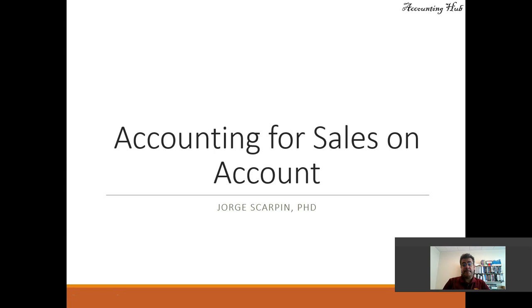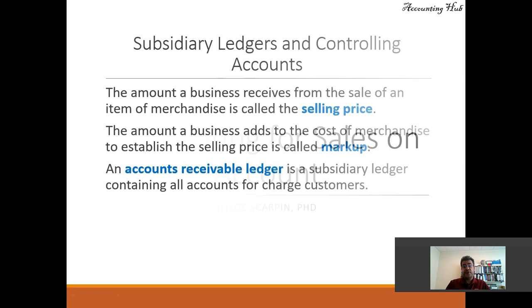I'm Professor George Scarpin, PhD in accounting, and our topic today is accounting for sales on account. First of all, the amount a business receives from the sale of an item of merchandise is called the selling price. The amount a business adds to the cost of merchandise to establish the selling price is called markup. For instance, my cost is $100. My selling price is $150. I am adding $50. So this $50 is my markup.